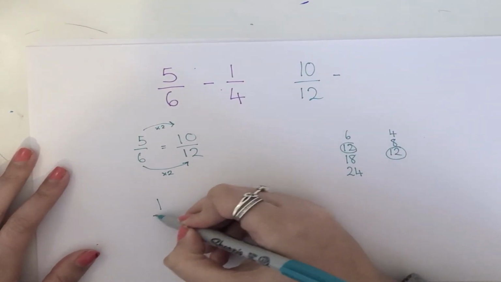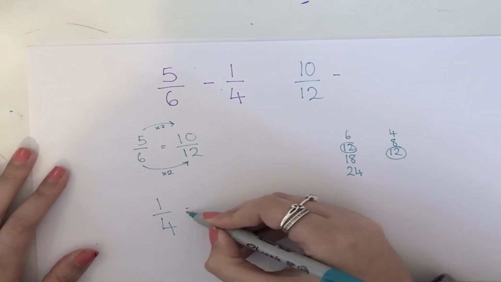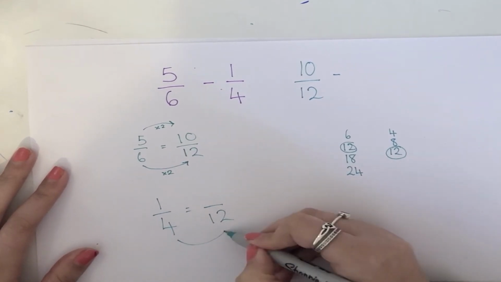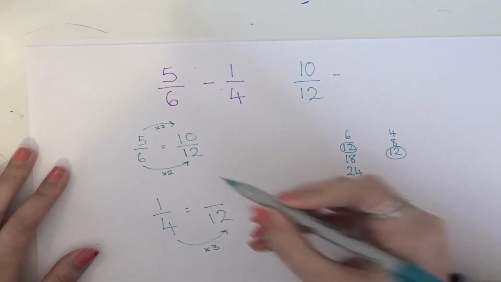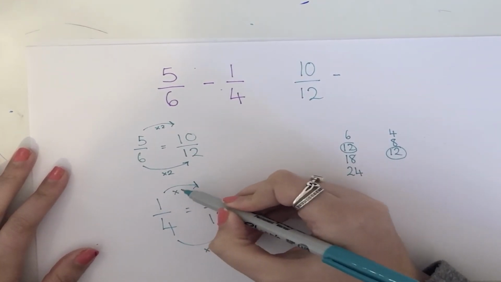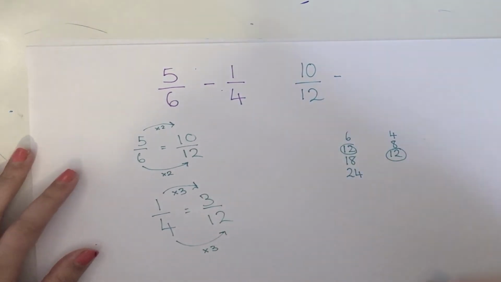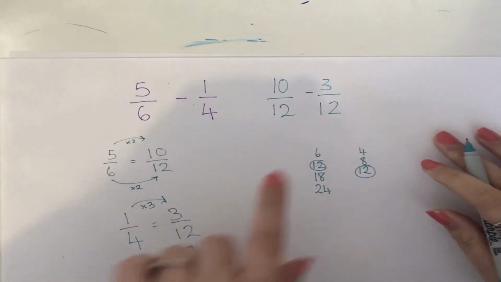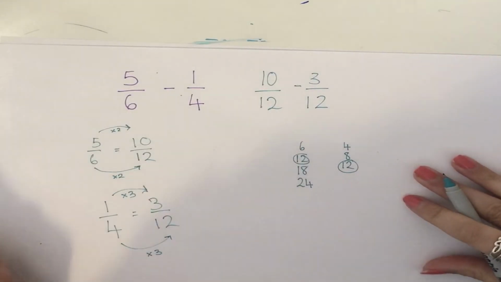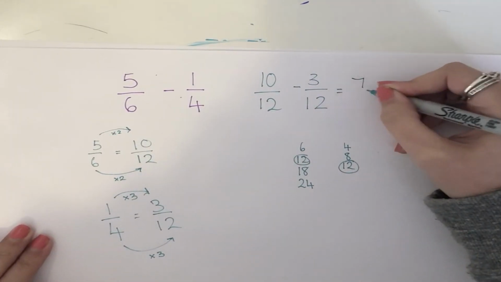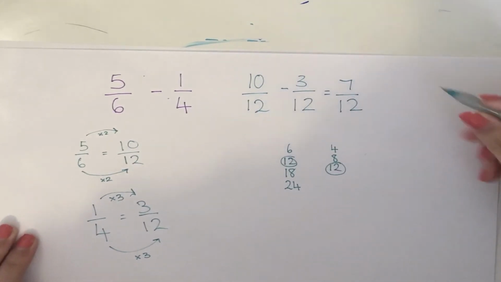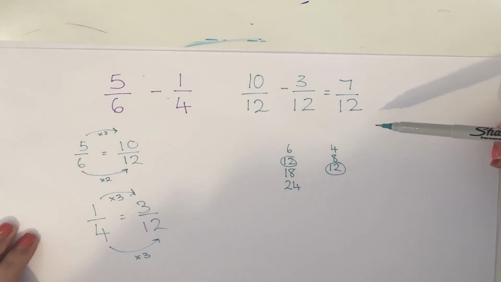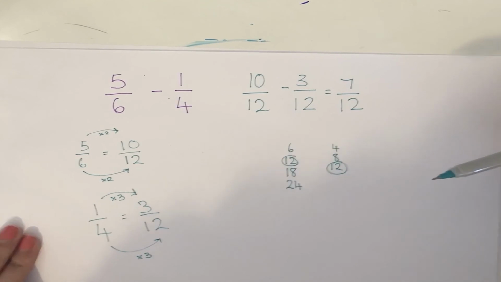And then having a look at my other one, 1/4 is something over 12. This time I'm multiplying by 3, so I must do the same to the top. And that gives me 3/12. So my new calculation to do is 10/12 minus 3/12, and that will leave me with 7/12. Okay, I can't simplify this one down any further, so I'm going to leave that answer as it is.